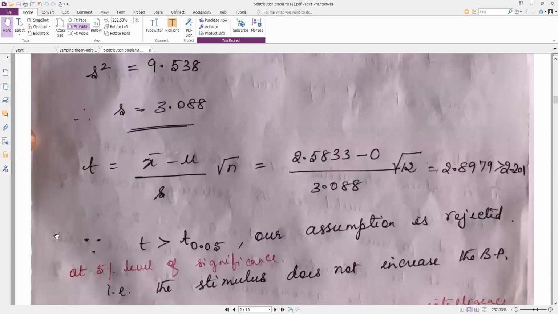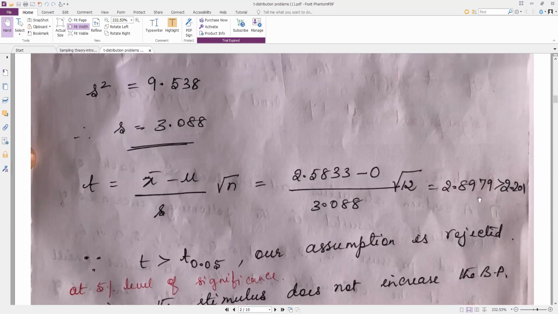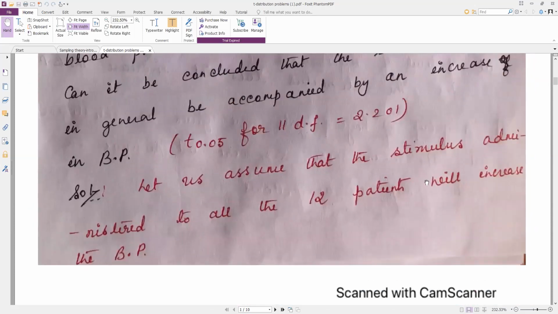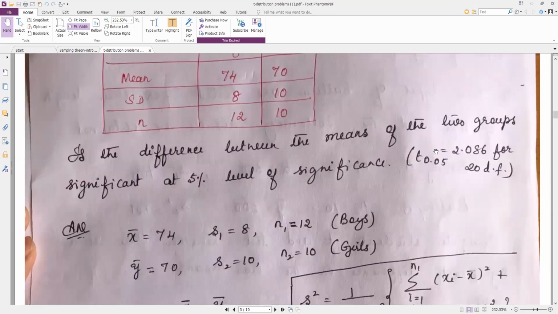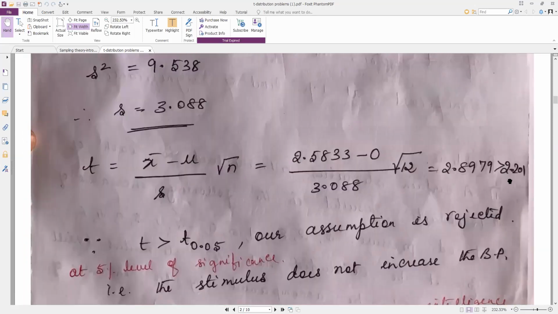Now that you need to substitute in the t value. T equals x bar minus mu by s into root n. So x bar is known to you. Mu we have taken as 0. And s we have found as 3.088. And root n, how many patients? 12 patients. So calculate, and you will get 2.8979. So this value is greater than 2.201. Can you notice?